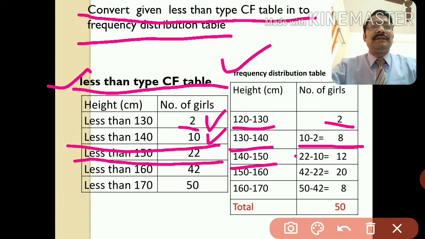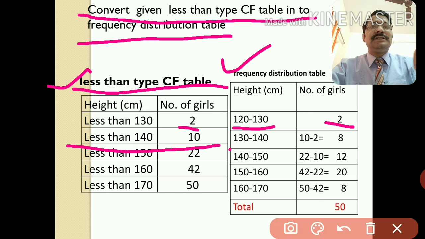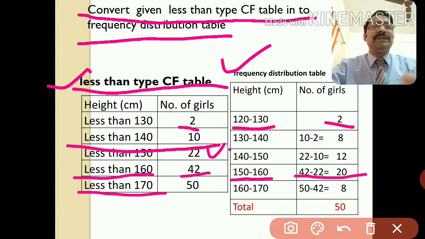Then less than 160 is given as 42, which means to find 150 to 160 you subtract 22, and you get 20. Then less than 170 means for 160 to 170, from 50 you have to subtract 42, and you get 8.